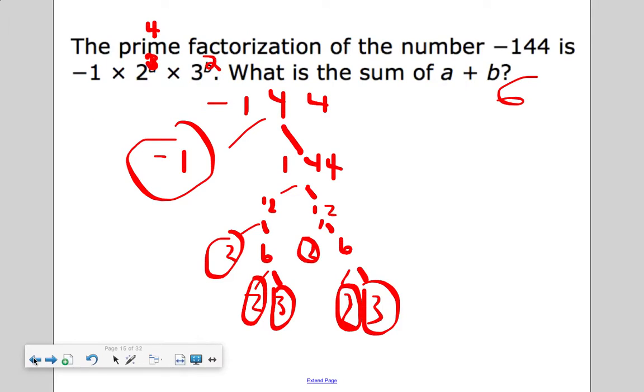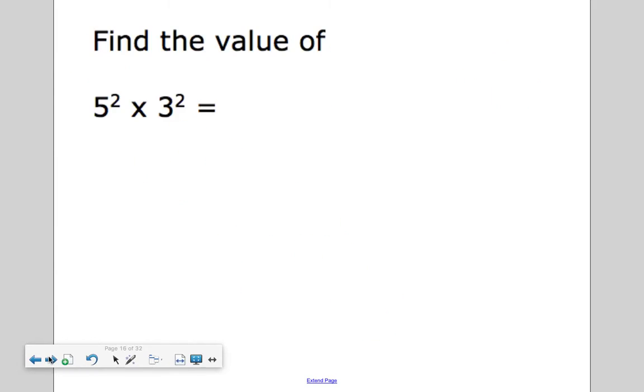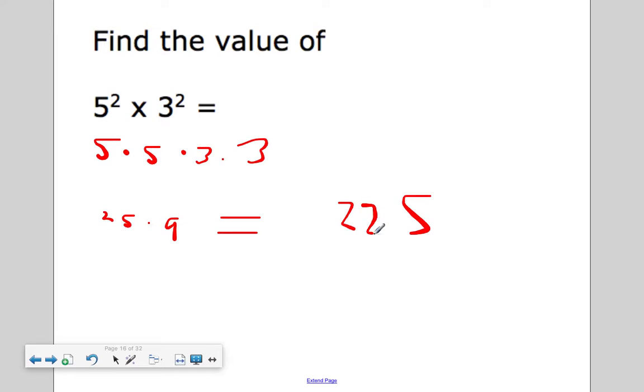Sometimes you are given the prime factorization. Can you go back and tell me the original number? So 5 squared, that's 5 repeated twice, times 3 squared, that's the base of 3 repeated twice. So 5 times 5 is 25, 3 times 3 is 9, and 25 times 9 is 225, the original number. And if you checked your work, if you broke down 225, it would consist of 5, 5, 3, and 3.